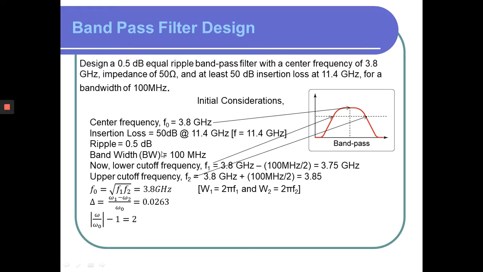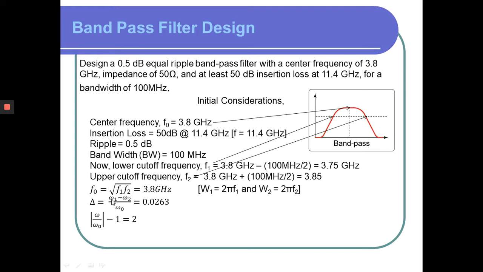So we find out our necessary things: center frequency, insertion loss and insertion loss frequencies, what ripple we have, the bandwidth. From the bandwidth, we find out what our cutoff frequencies are and what our center frequency is. We know, but we will verify with this one. But there is one more term which is very important, because since it has a limited bandwidth, not unlimited like the high pass and low pass, it has a limited bandwidth. So we need to scale it for the bandwidth also. So we need to know the fractional bandwidth, the ratio between the bandwidth and the center frequency.